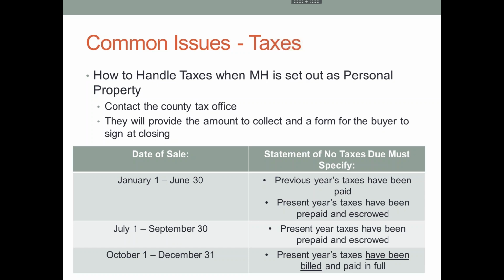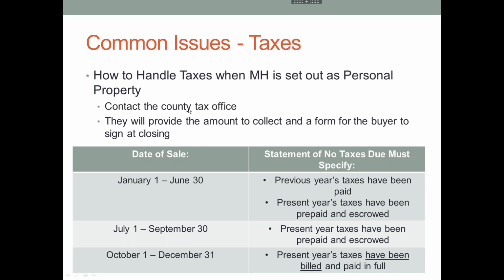So what I've done is I've given you a little table here, and if you'd like a copy of this, I can certainly email this to you, just let me know, of how you can really handle issues with taxes in regards to mobile homes. So again, if your date of sale is January 1 through June 30th, you're going to want to make sure that you provide with your SOL that the prior year's taxes have been paid and the present year's taxes have been prepaid and escrowed.